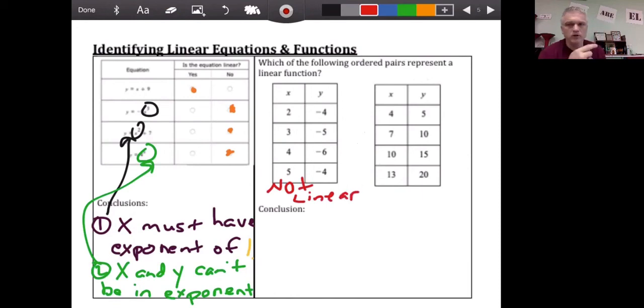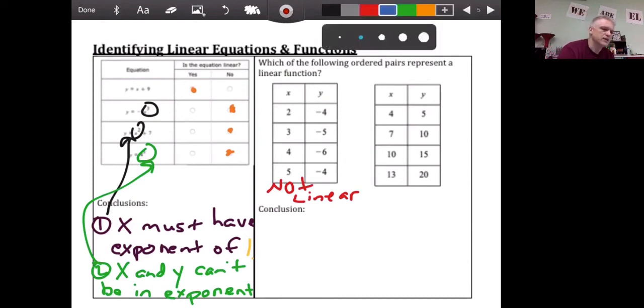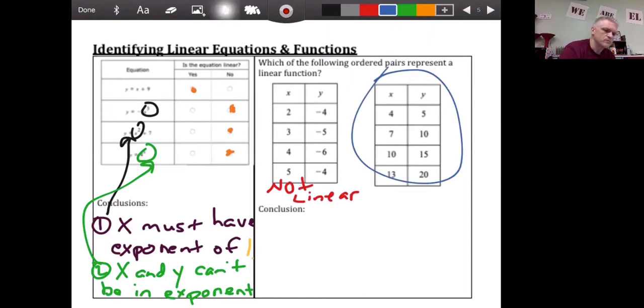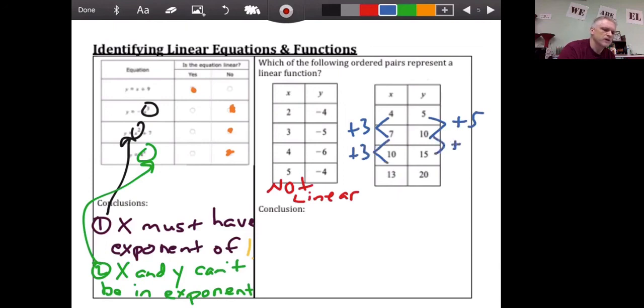And if you plotted those points, you'd see that you got 1, 2, 3 of them that are on the same line, and then you'd have one of them that would be off a little bit. Okay, so let's look at the second one, the one on the right here. So we're going +3, we're going +5. Okay? Let's see what happens here. +3, +5, +3. Oh, look at that, +5.